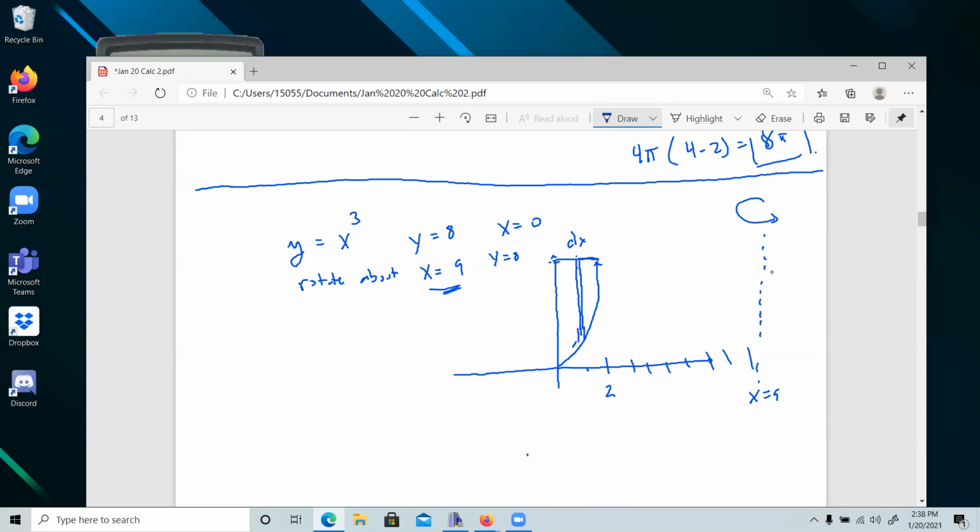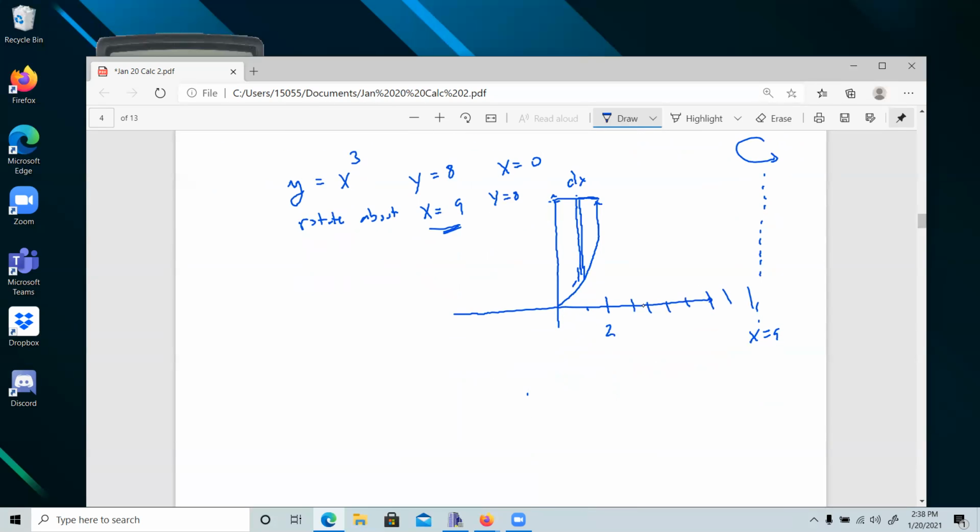So this little piece here, that's a dx. Well, we want to set this thing up. This is the circumference times the height times the thickness. So the thickness, I've done that part. You guys can do the rest of this.